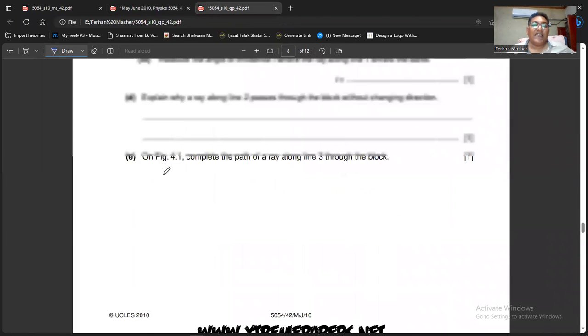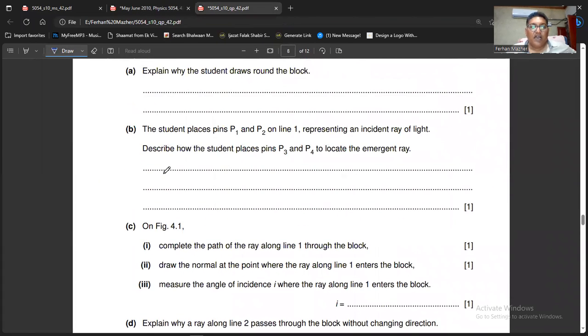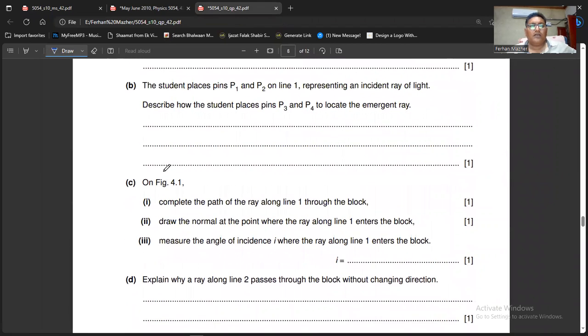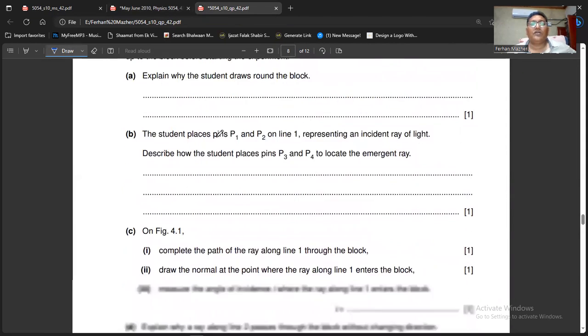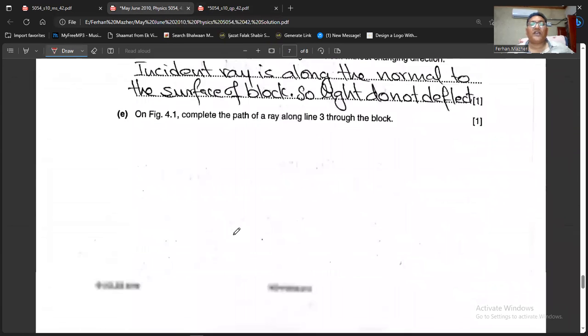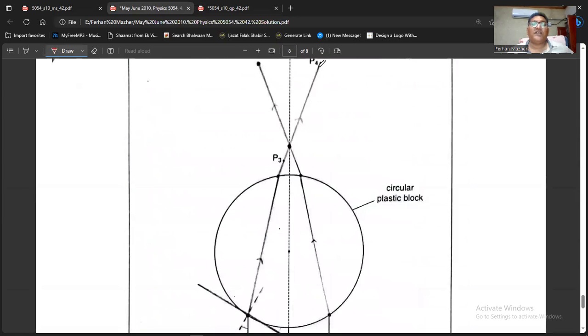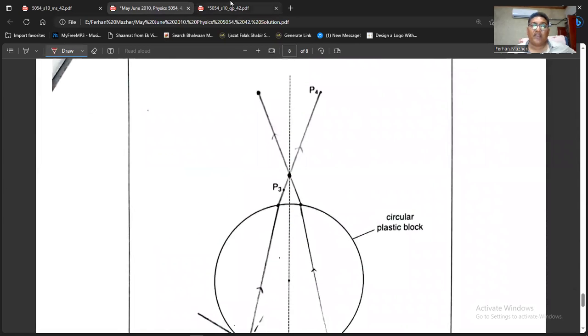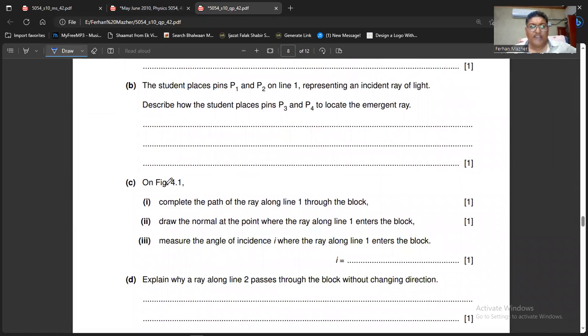Then he says, describe how... Then what you will do, we will join these points. We can join pin 4 and pin 3 up to the glass, and that will be the emergent ray. On the figure 4.1, complete the path of the ray along the line 1 through the block.